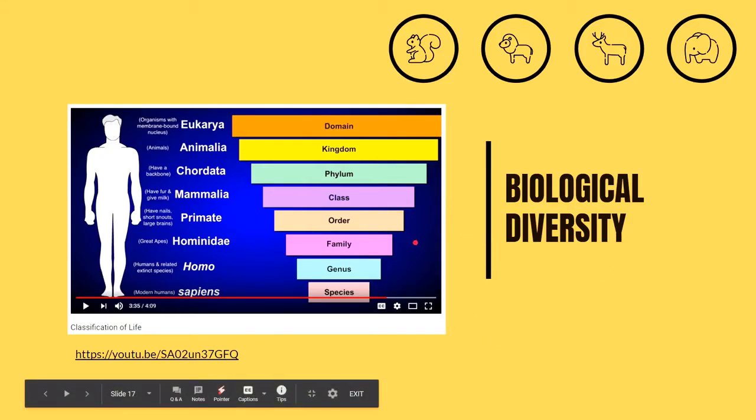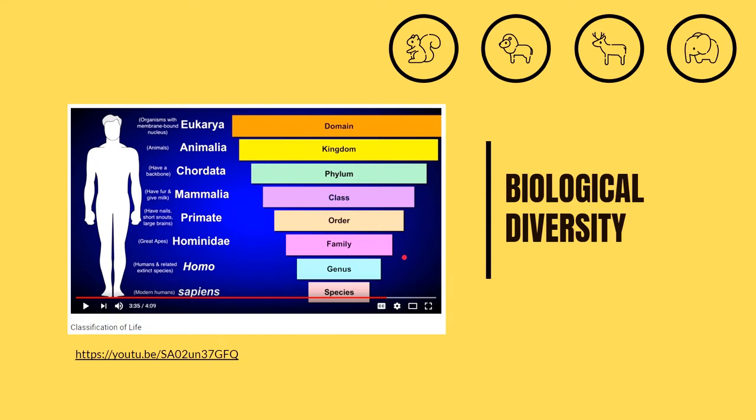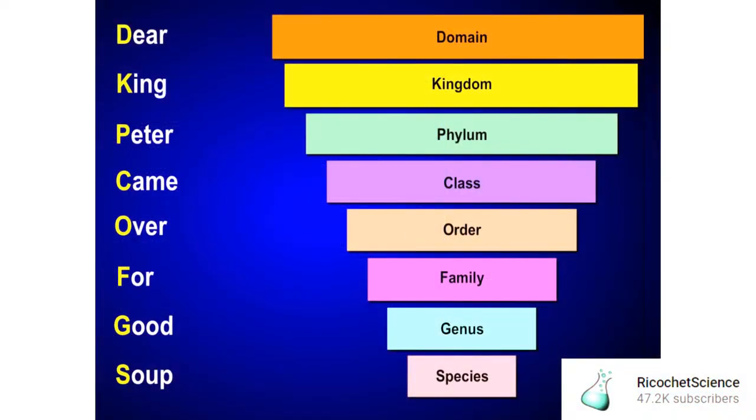To learn more about taxonomic classification, I require that you watch this video from Ricochet Science entitled Classification of Life. I'll provide the link in the description below. Ricochet Science came up with this mnemonic device in order for you to remember the order of taxonomic ranks from general to specific. So: Dear King Peter came over for good soup.